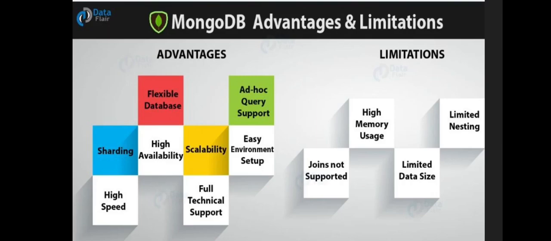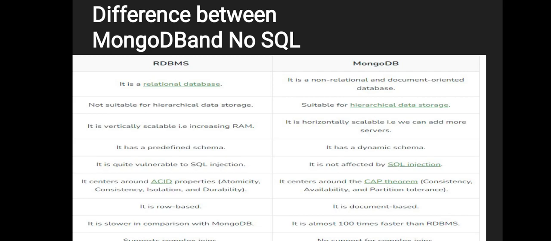Next, we are going to see some of the advantages and limitations of MongoDB. Advantages are: flexible, MongoDB is a flexible database, ad hoc query support, sharding, high availability, scalability, easy environment setup, high speed, full technical support. These are some of the advantages of MongoDB. Limitations are high memory usage, limited nesting, limited data size, joins not supported. These are some limitations.